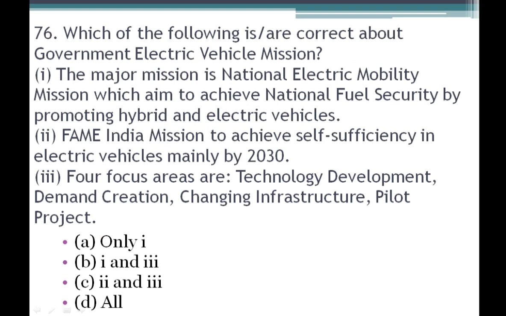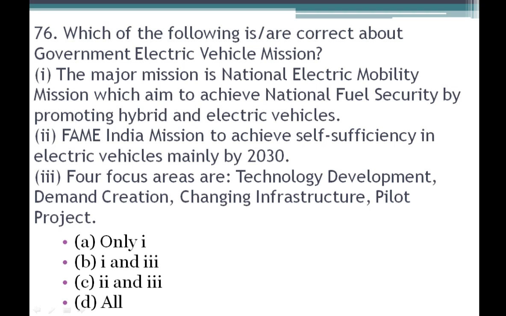Question number 76. Which of the following is or are correct about Government Electric Vehicle Mission? Number 1. The major mission is National Electric Mobility Mission, which aims to achieve national fuel security by promoting hybrid and electric vehicles. Number 2. FAME India mission to achieve self-sufficiency in electric vehicles mainly by 2030.